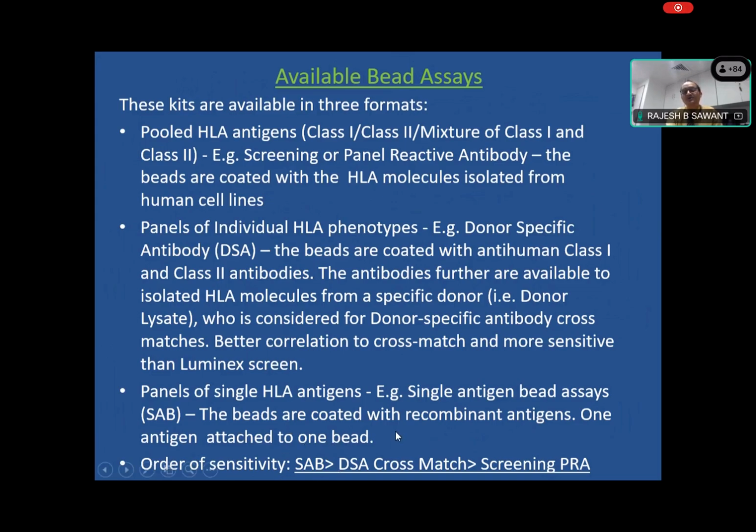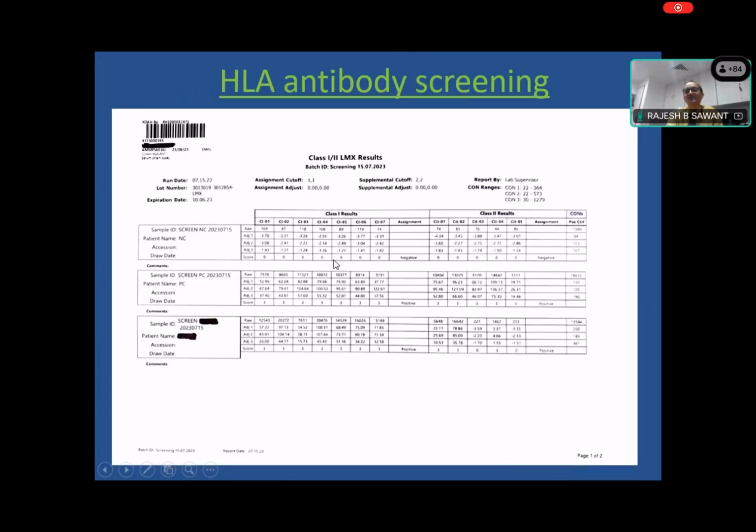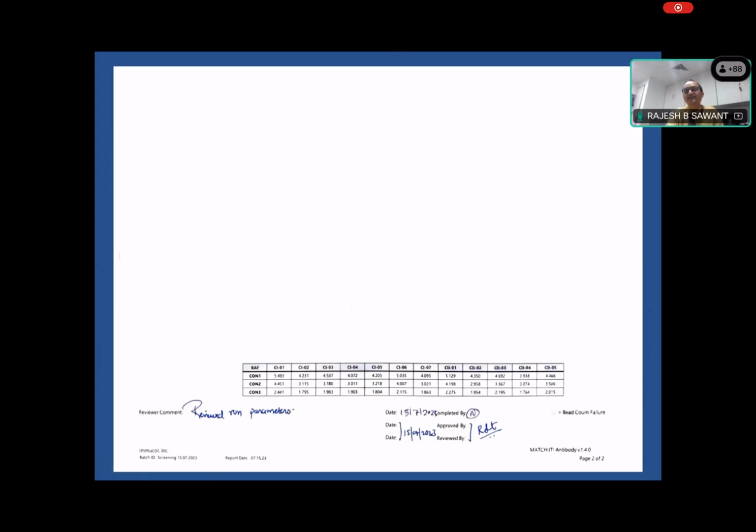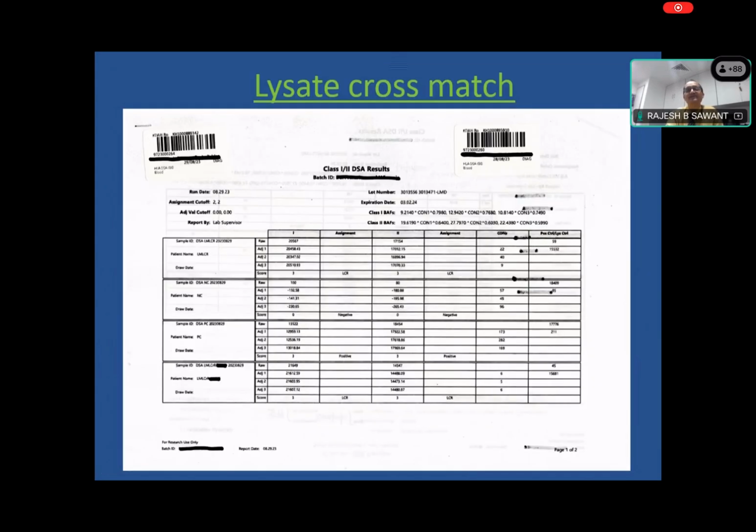As far as the order of sensitivity is concerned, the single antigen bead is the most sensitive, followed by your DSA and screening. This is how the report looks for the class 1 and class 2 screening. You can see here the class 1 results and the class 2 results. In class 1, there are 7 beads noted over here, and for class 2 there are 5 different beads. You have a positive and a negative control, and you have the patient screening results over here, which you quantitate, again, in terms of mean fluorescence intensity, MFI.